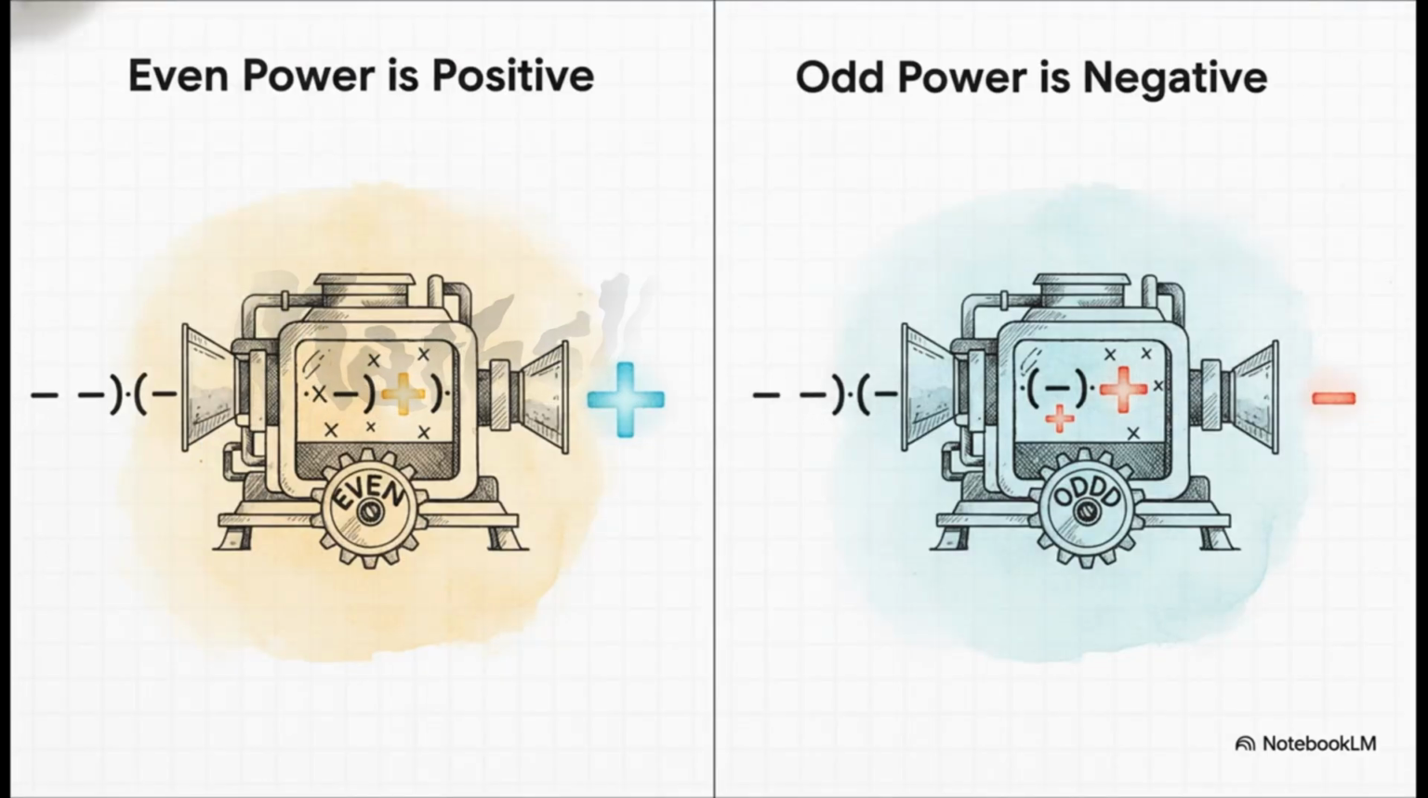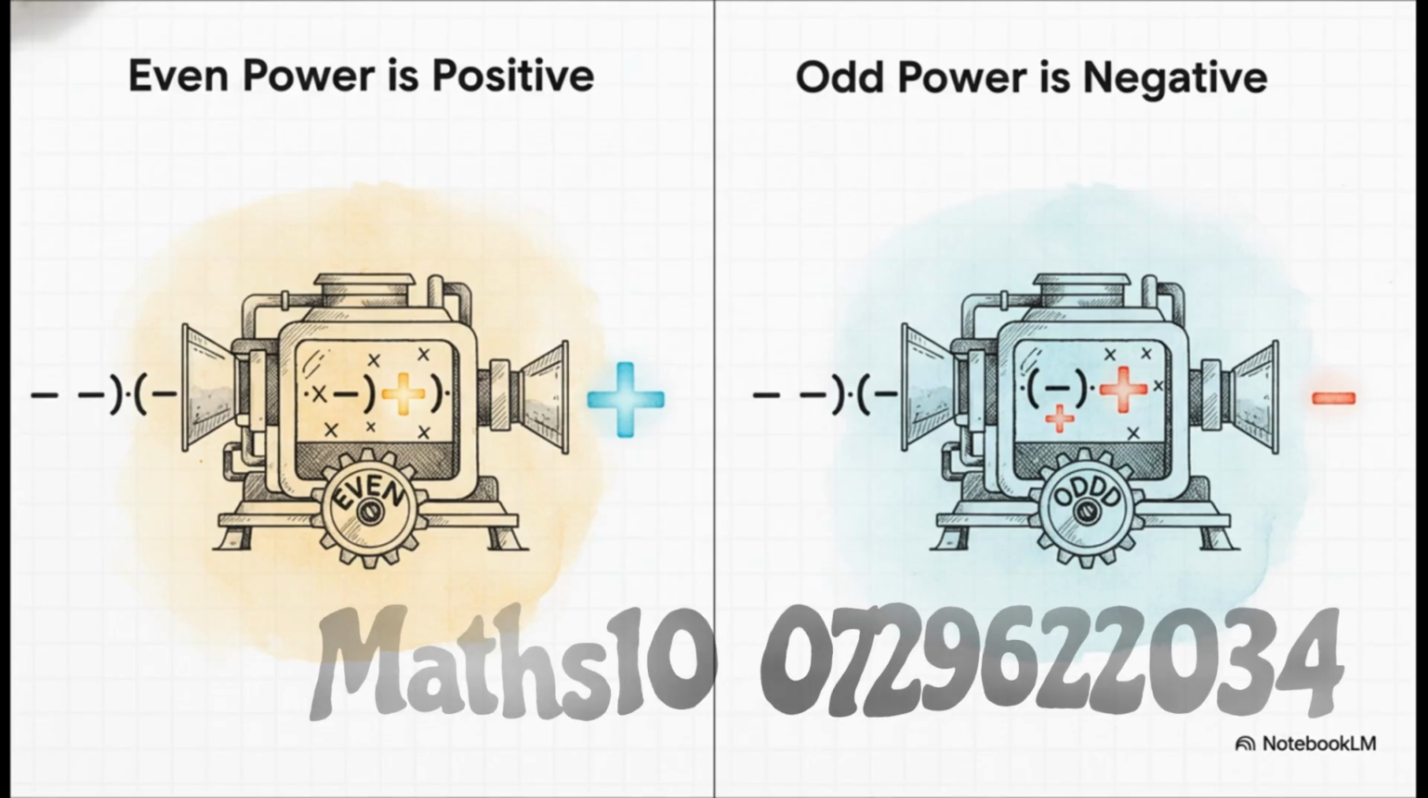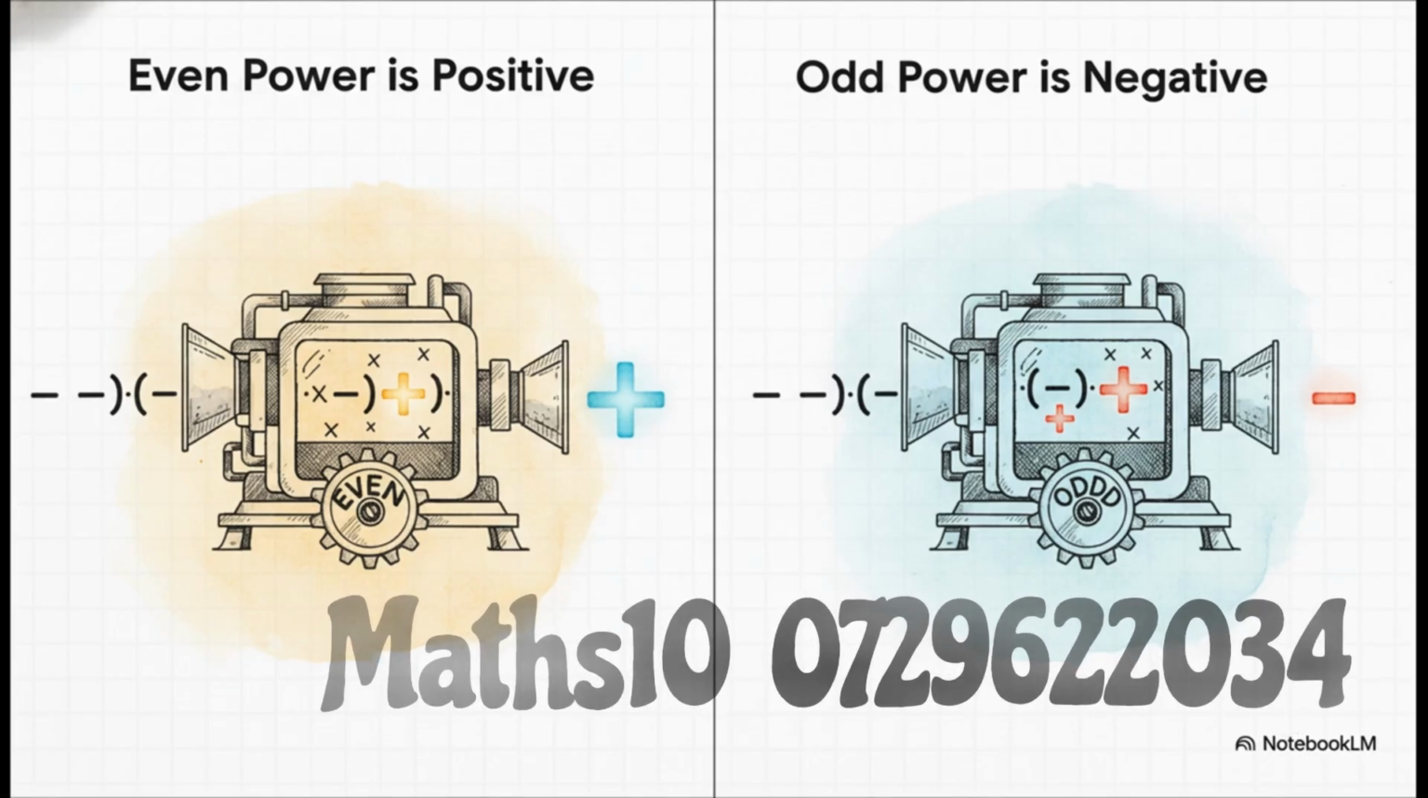And here are the rules in all their glory. A negative number raised to an even power, like 2, 4, or 6, will always turn out positive. That's because the negative signs pair up and cancel each other out. But a negative number raised to an odd power, it's always going to stay negative. That's the sign flipper rule.